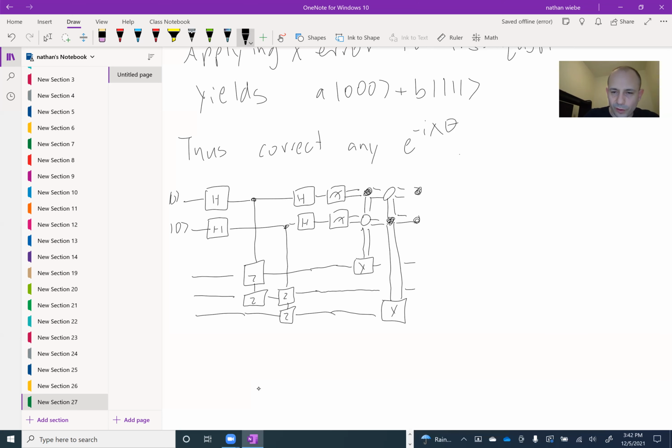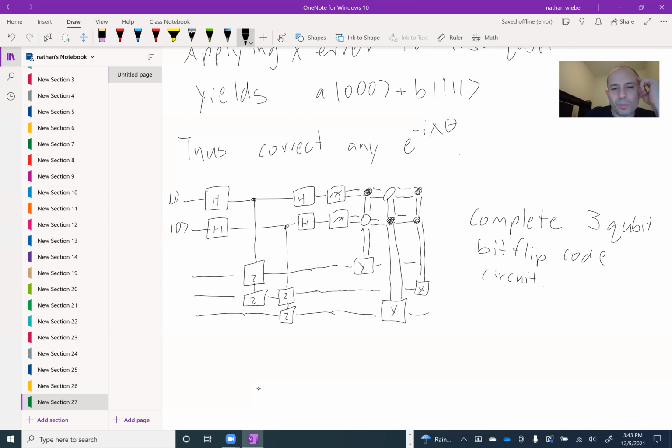So let's just fill that in, where the double line describes the flow of classical information here. So this is just basically saying that if those two measurement outcomes are 1 and 0, then apply an X error. And this is the complete 3-qubit Bitflip code circuit.